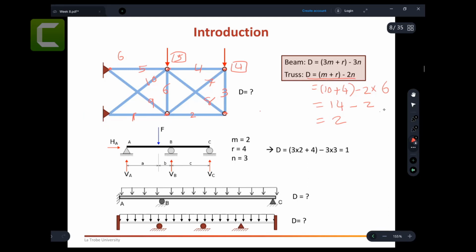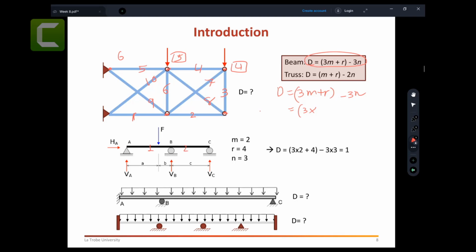Now let's take an example for a beam, and someone asks you to find the degree of indeterminacy for this beam. For this beam, we're going to use this equation: D equals 3m plus R minus 3n. What would be the m? It is 1 and 2. Someone might ask, how come there are two members? Because there is only one beam.